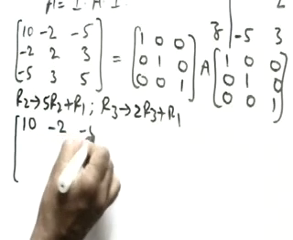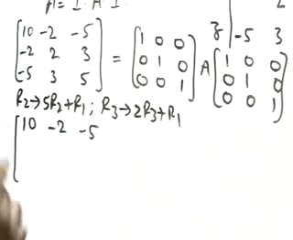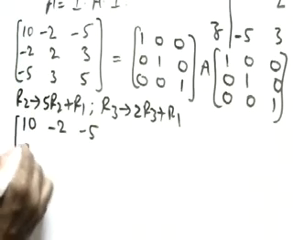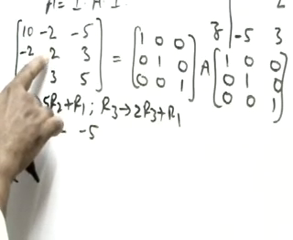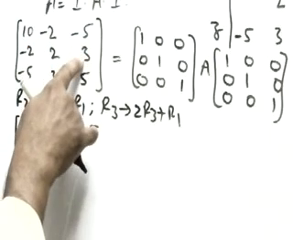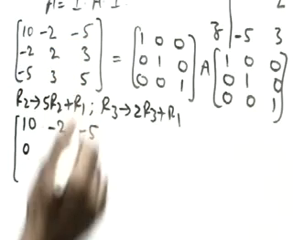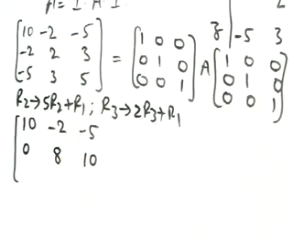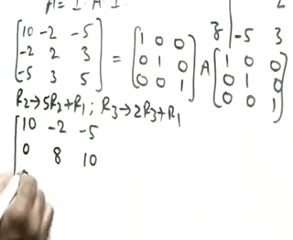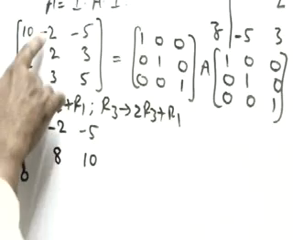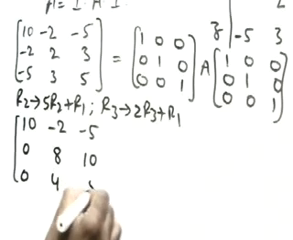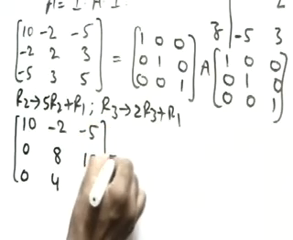Now let me change this one. Write the first row as it is: 10 minus 2 minus 5. Now 5 2s are 10, minus 10 plus 10 is 0; 5 2s are 10, 10 minus 2 will be 8; 5 3s are 15, 15 minus 5 will be 10. Then 2R3: 2 5s are 10, minus 10 plus 10 is 0; 2 3s are 6, 6 minus 2 is 4; 2 5s are 10, 10 minus 5 will be 5.